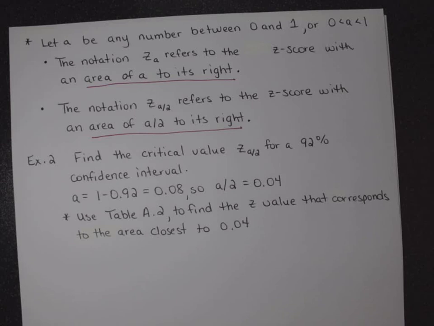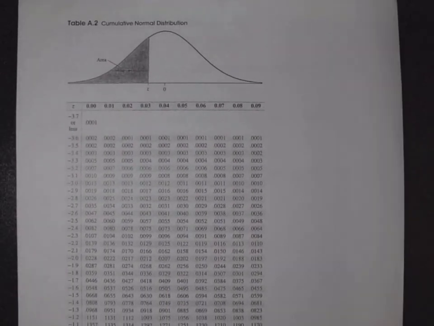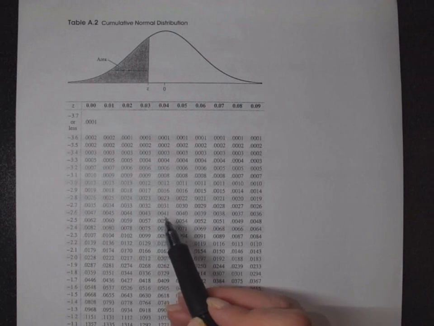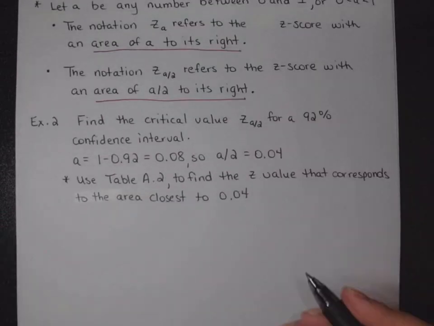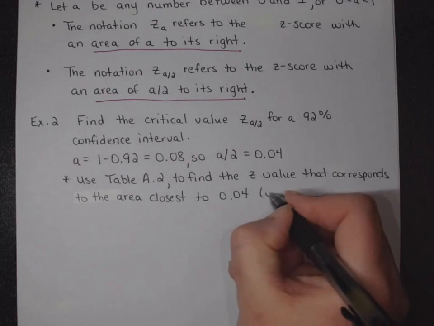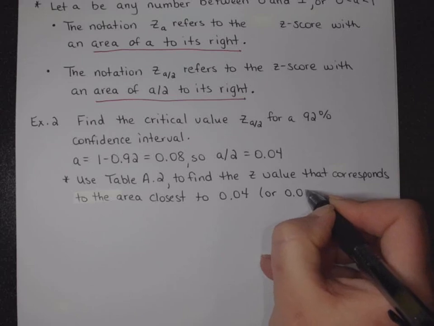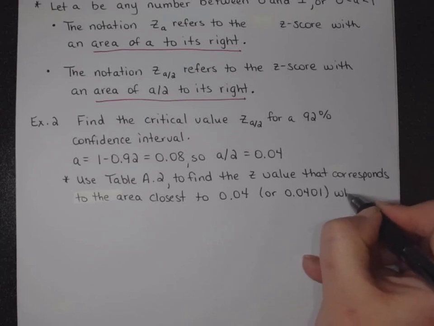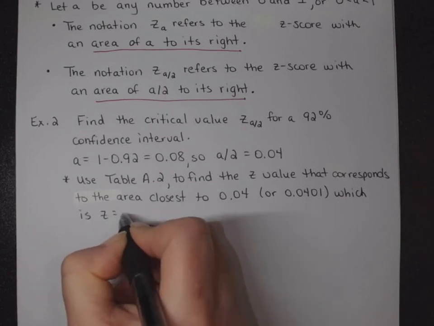All right, so here's the back side of that handout I gave you. So you want to find the closest thing to 0.04. Notice right here we have one that's real close to 0.04. So look on the negative side, and the closest thing you can find to 0.04 is 0.0401. And that corresponds to a z-value of 1.75.